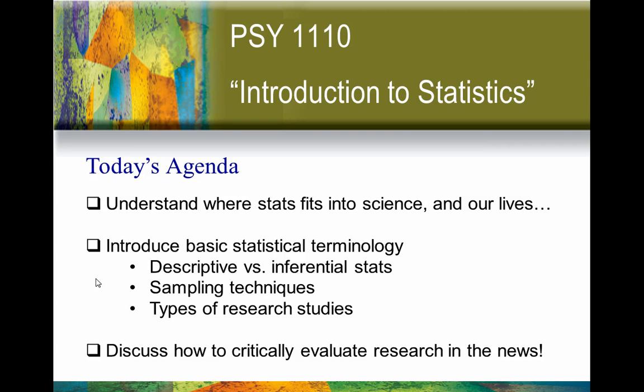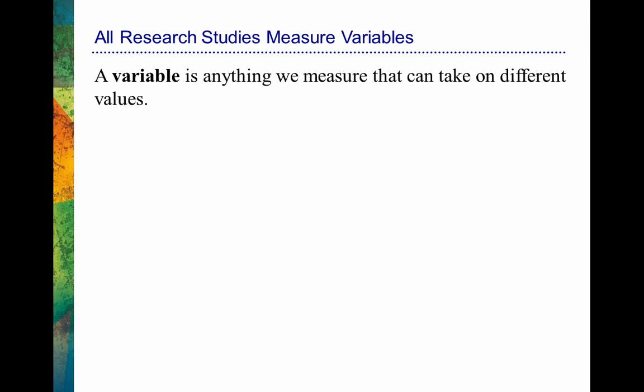And all research studies involve collecting data on different variables. So the way we're going to begin is by talking about what variables are. So all research studies measure variables. And a variable, as the name implies, is just simply anything we measure that can take on different values. So the values of the measurement can vary.